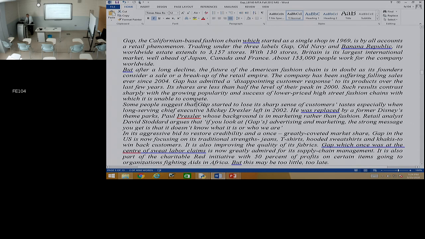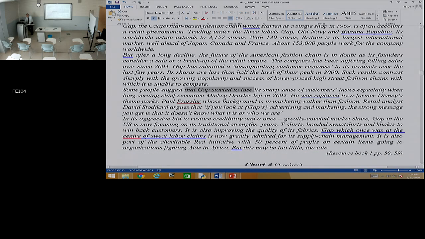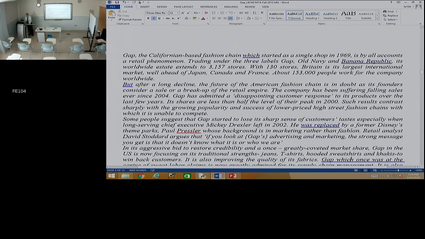The gap started to lose. Again, this is past tense. It's a weakness. Another example of past tense, a gap which once was at the center of sweet labor, right? That's again another weakness because it's in the past. That's my technique for this, right? Now we move to, after weaknesses, we go to strengths.